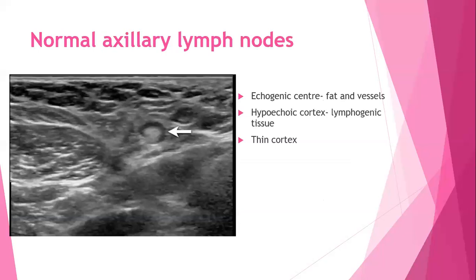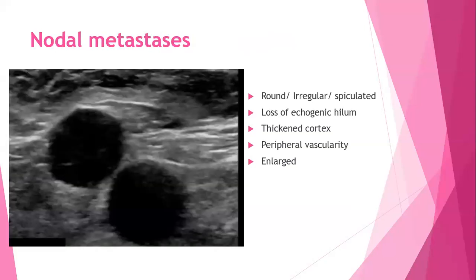You have an echogenic hilum with a thin cortex. It appears almost reniform. The hypoechoic cortex usually represents the lymphogenic tissue. The echogenic center, the one that is brighter at the center, represents the fat within the hilum, and we also have vessels within the hilum.